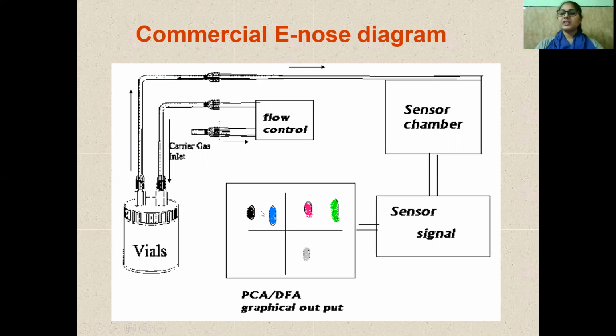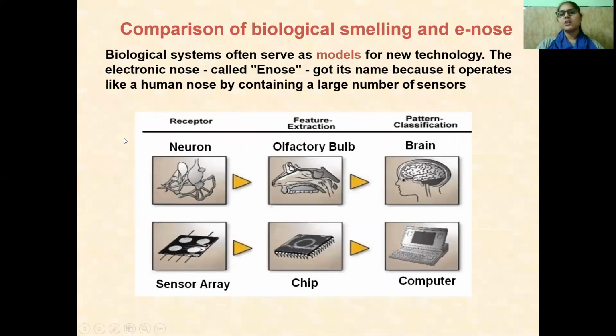In the e-nose we will get the graph of the odorant. Next is a comparison of biological smelling and the e-nose. Biological systems often serve as models for new technology, and the electronic nose, known as the e-nose, got its name because it operates like a human nose by containing a large number of sensors.